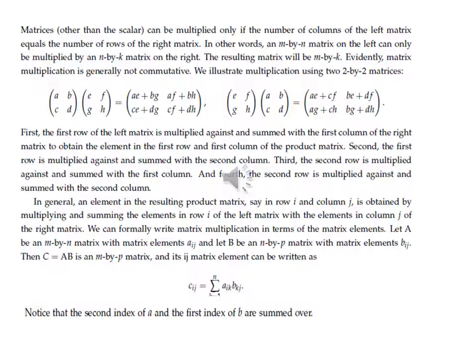We can formally write matrix multiplication in terms of the matrix elements. Let A be an m by n matrix with matrix elements aij, and let B be an n by p matrix with matrix elements bij. Then C equals AB is an m by p matrix, and its ij matrix element can be written as cij equals the sum over k of aik times bkj. Notice that the second index of A and the first index of B are summed over.